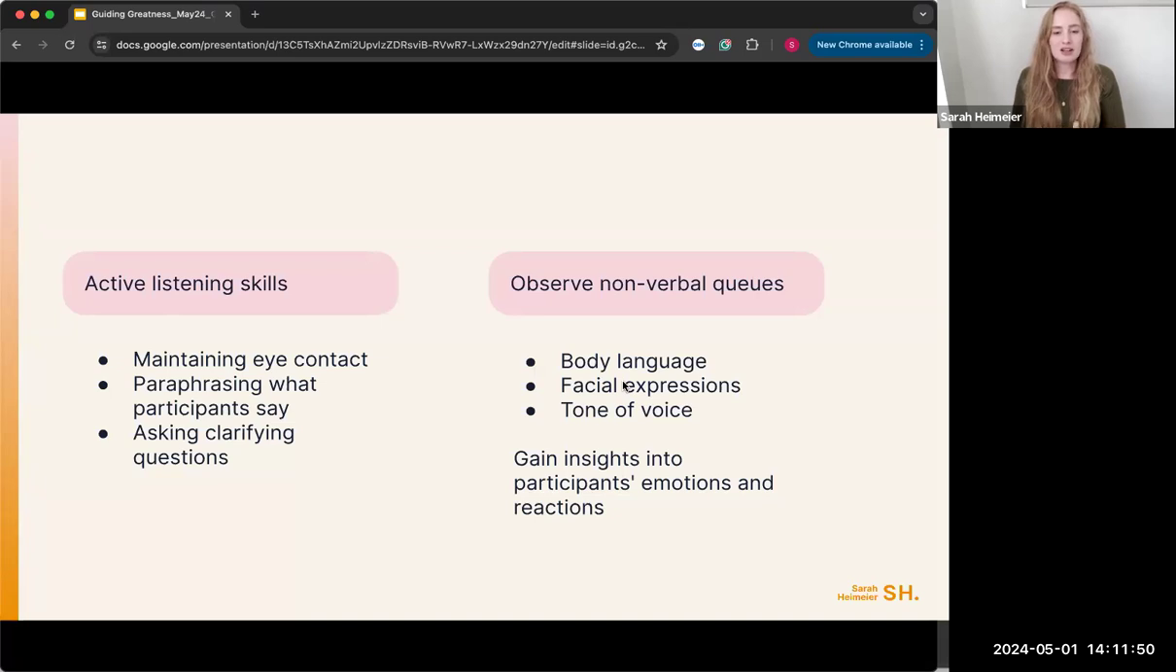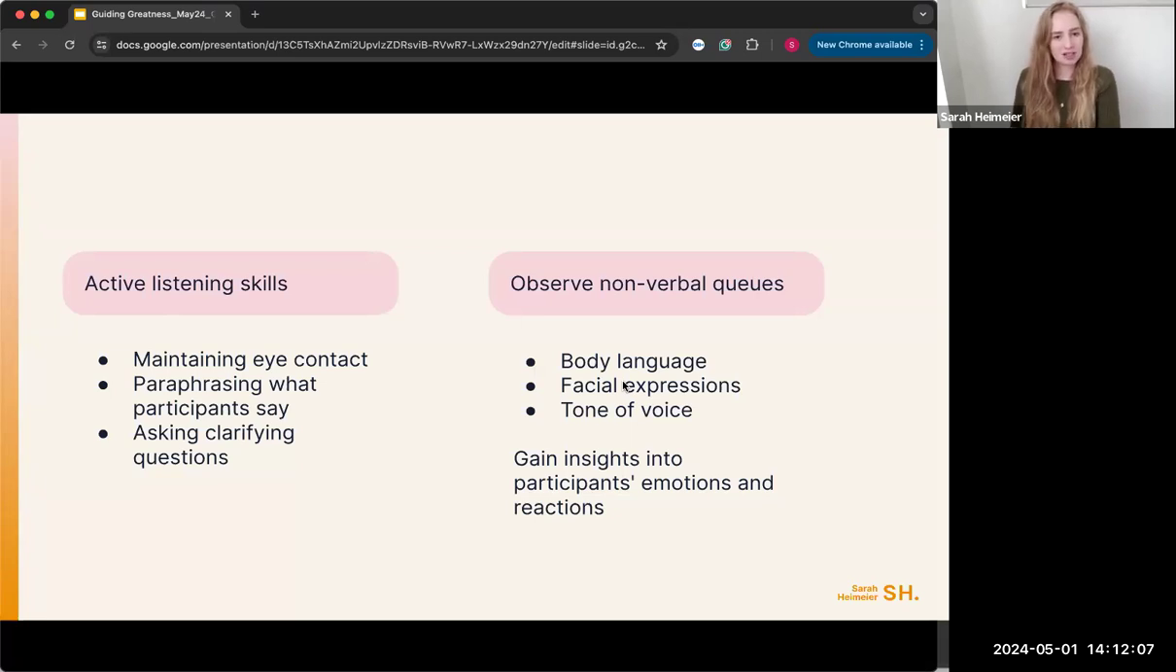And then the other part is to observe any nonverbal cues. So what is the person doing? What is their body language? What is their facial expression, tone of voice? And really starting to get that insight into how are they feeling during the session? Do they feel comfortable?